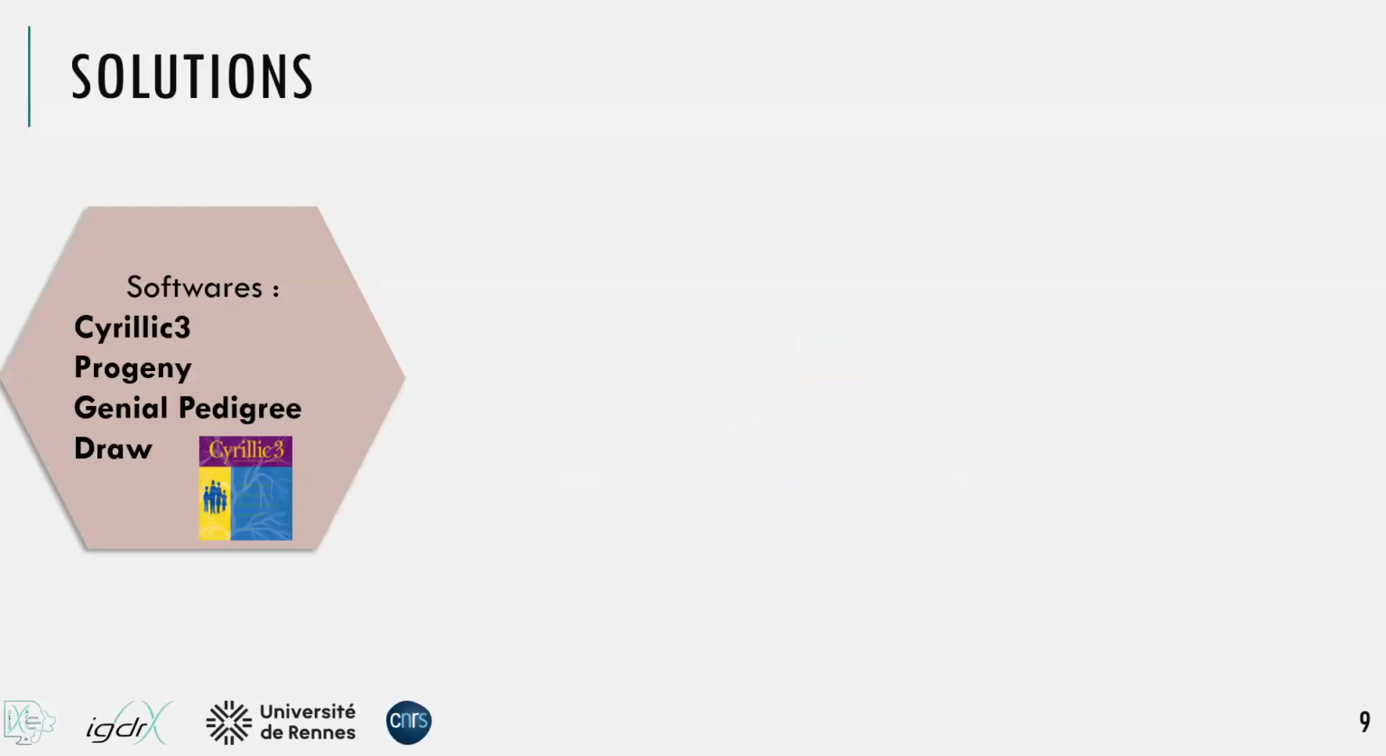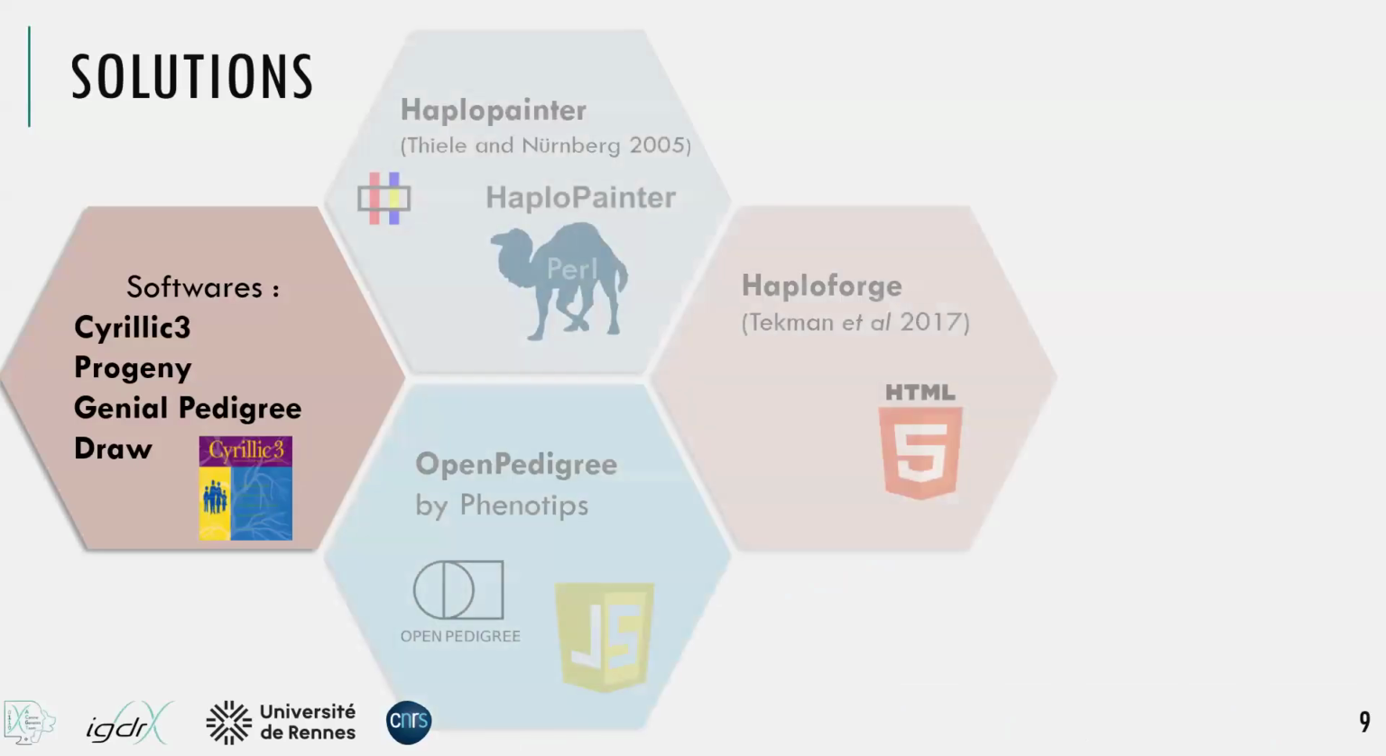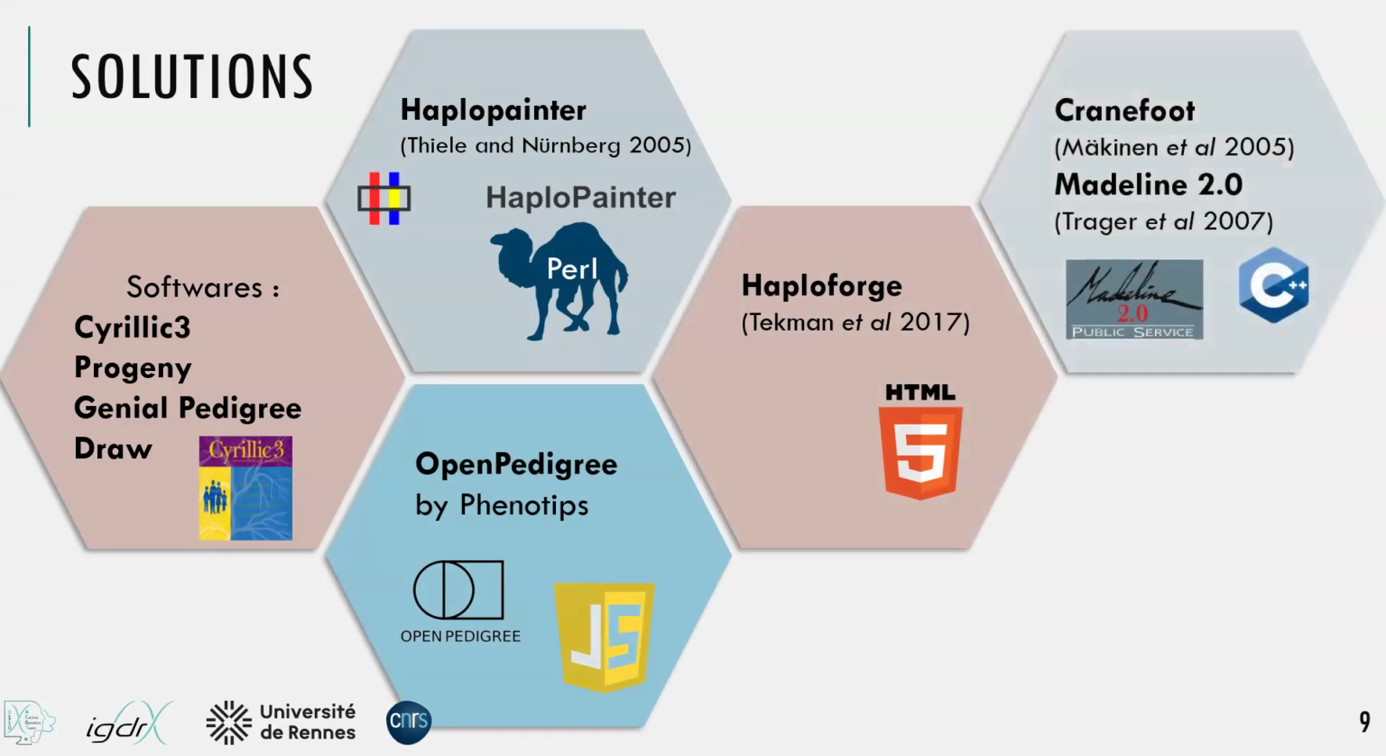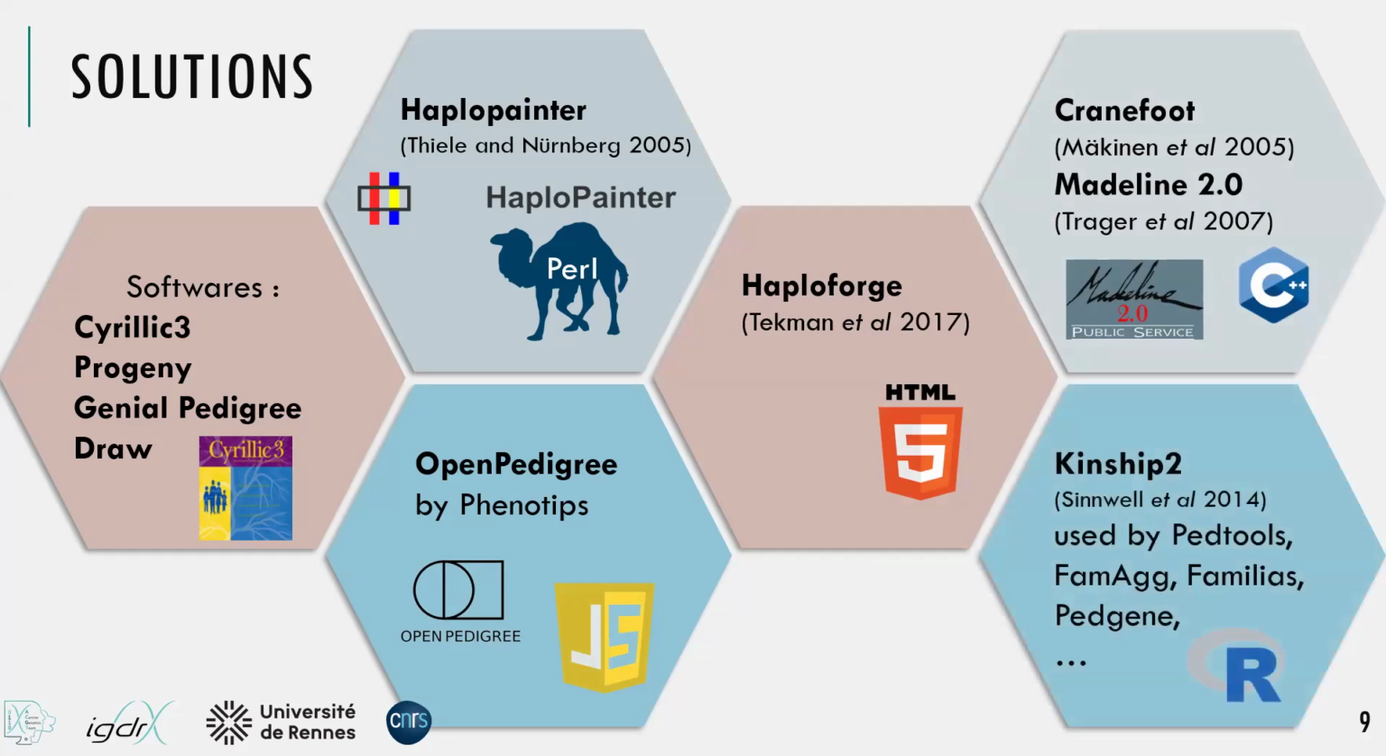Proprietary software is often quite expensive, and open source ones don't handle huge pedigrees well. Cranefoot and Madeline, on the other hand, work really well, but they are complicated to install and lack functionalities. Finally, Kinship2 was the main package in R available to draw pedigrees. It worked well, but wasn't maintained due to the author's lack of time.